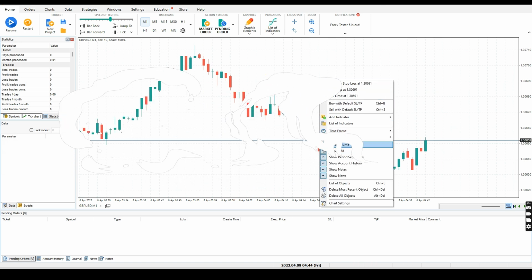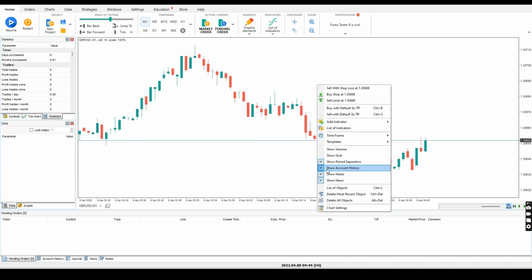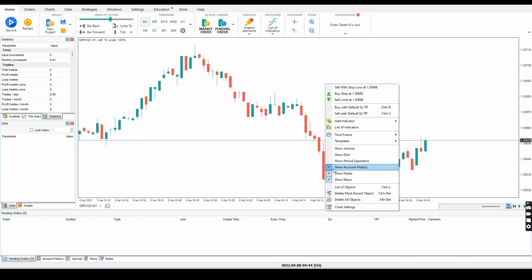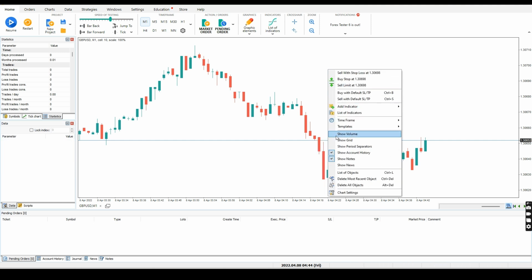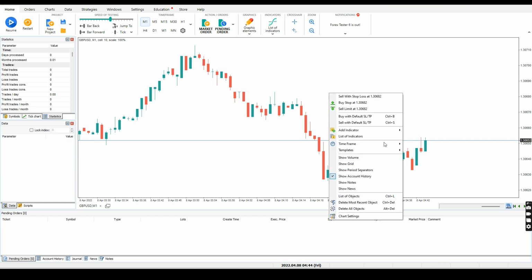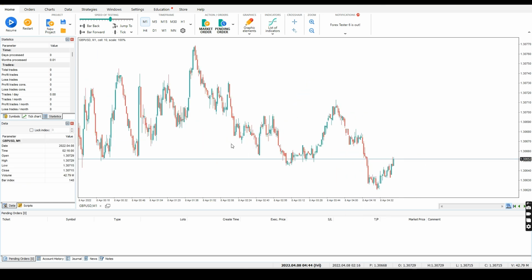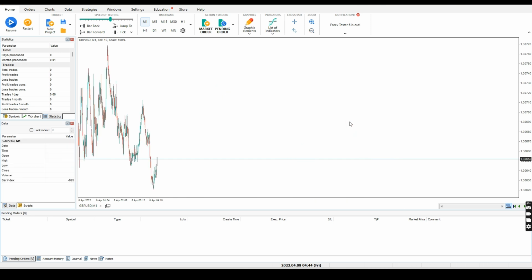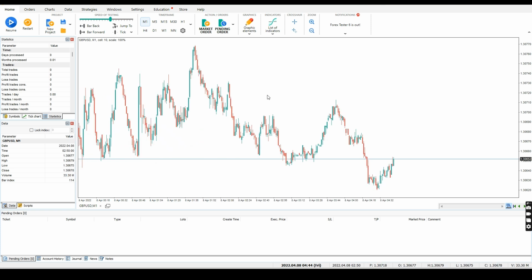So what I like to do is remove all this. You can remove the period separators right there. You can remove the news event. You can remove the show notes and everything. So we're going to leave the rest just like that. And then remember, here we always have our summaries of the trades taken and everything. All right, so it's similar to TradingView, but this one is a form of backtesting software, which is very important.